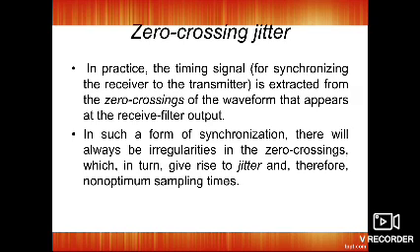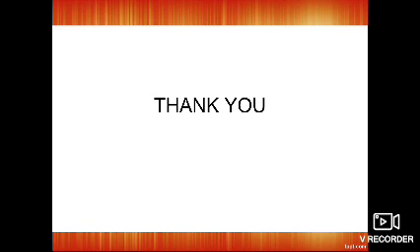Here the zero crossing jitter is marked in this system. With synchronization, there will also be irregularities in zero crossings, which in turn cause a rise in jitter. Jitter is, simply, noise. By analyzing inter-symbol interference using this eye pattern, the interference level or system performance can be measured.